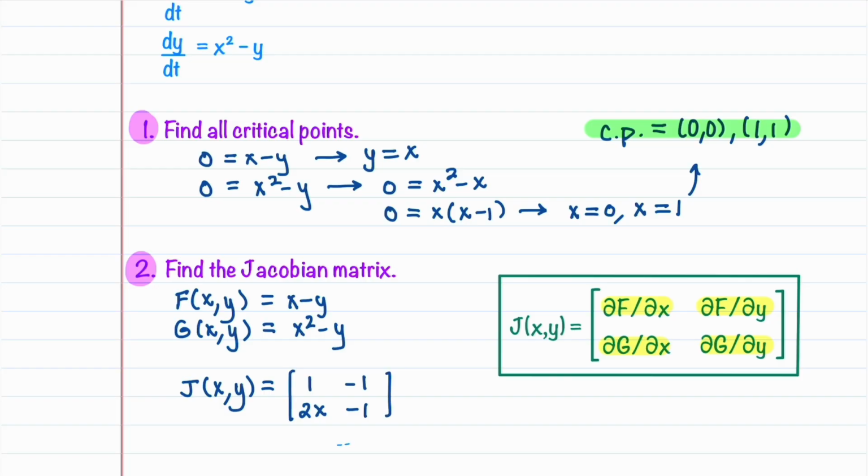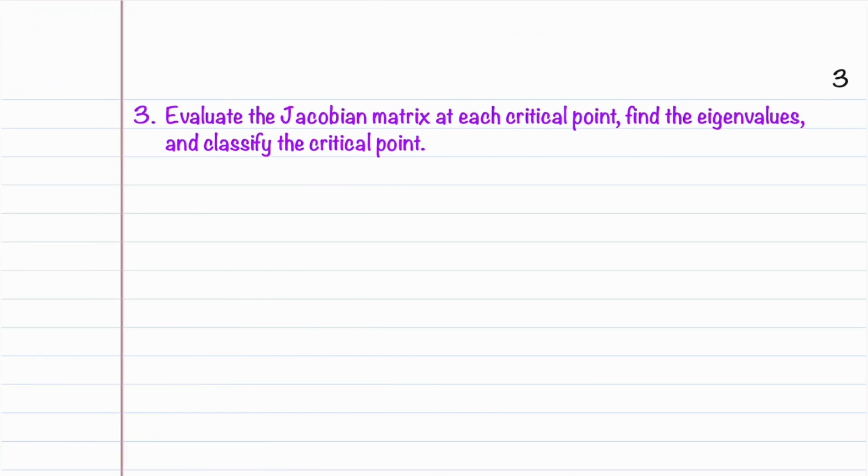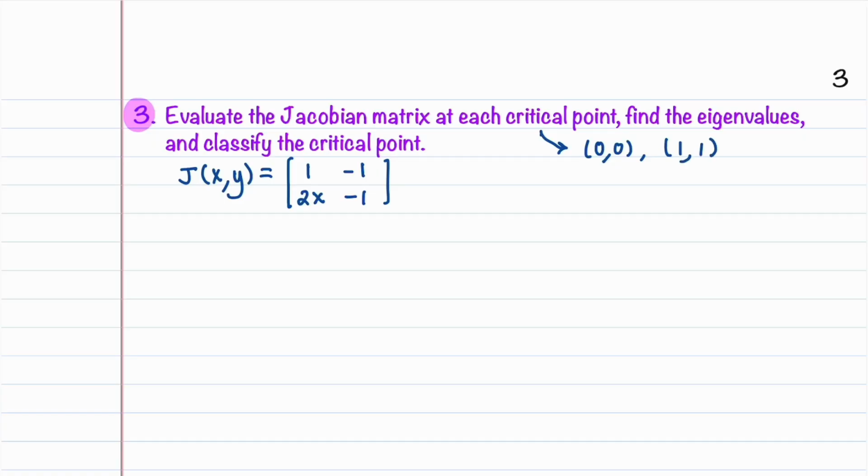Let's take this Jacobian and bring this over to our next page. In our last step, step 3, we are going to evaluate the Jacobian matrix at each critical point. So let's put down what our critical points are. They were (0, 0) and (1, 1). And then for each of these critical points, we're going to find the eigenvalues and then classify the point.